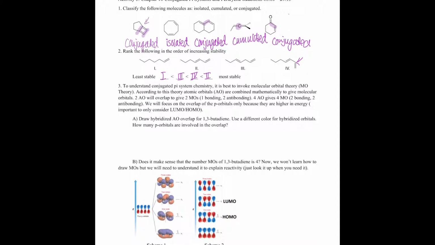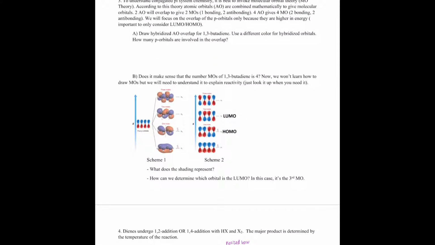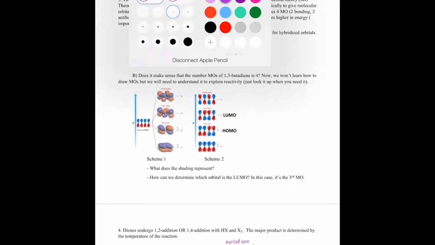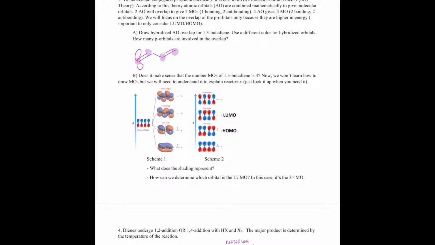Going down, we're looking at the MO theory, molecular orbital theory, and the atomic orbital theory. For this question, we're asked to draw an atomic orbital overlap for 1,3-butadiene. The first step is just to draw the actual molecule. So that is 1,3-butadiene. And how I like drawing these is that at every single point where there's a carbon, right here, right here, right here, right here, where the double bond starts and stops, I just like drawing this.